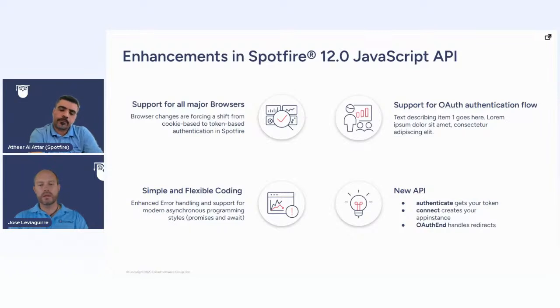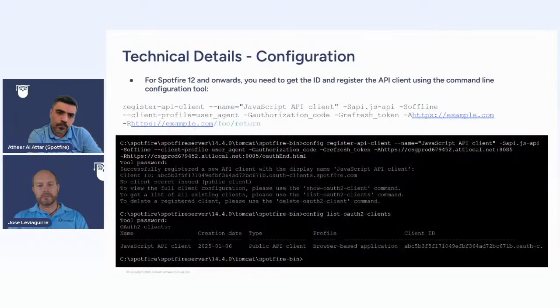Okay. So I'm going to now show you the way this API needs to be registered. In order to do that, you just run this command. This command is register API client. You have to be an admin or have access to the server, and then you pass all these parameters.